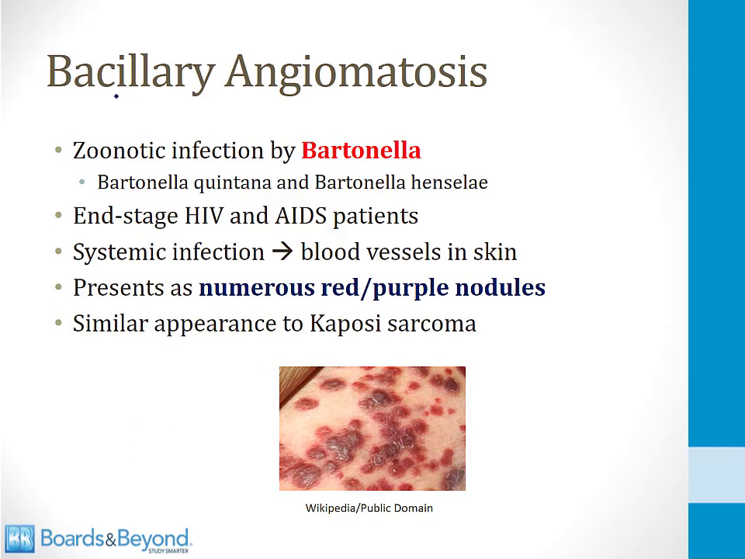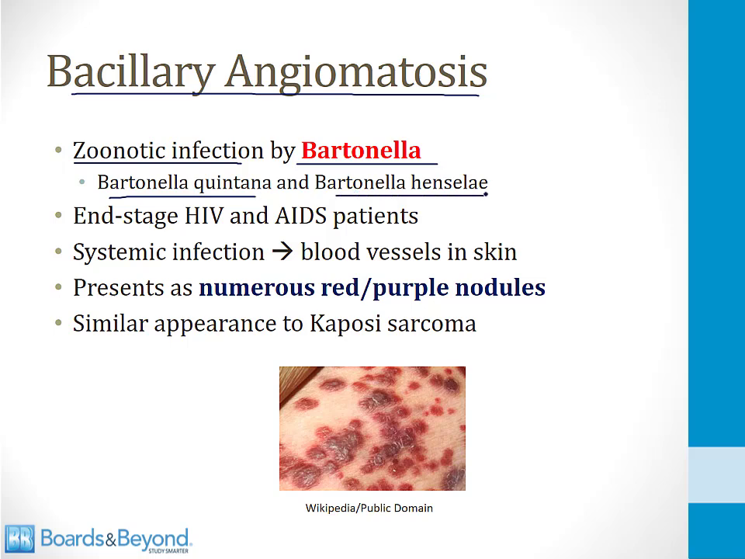Moving on, let's talk about bacillary angiomatosis. This is a zoonotic infection caused by the bacteria Bartonella, and I talk about this in more detail in the ID section in the video on zoonotic infections. A zoonotic infection is an infection that is transmitted to humans from another species. In the case of Bartonella, it usually comes from lice or cats. There are two types of Bartonella that usually cause infection in humans. The first is Bartonella quintana. The second is Bartonella henselae.